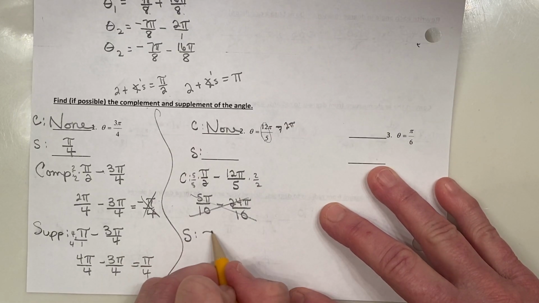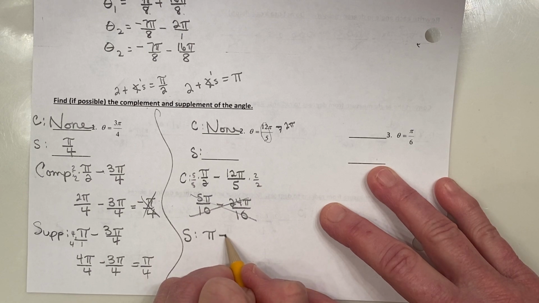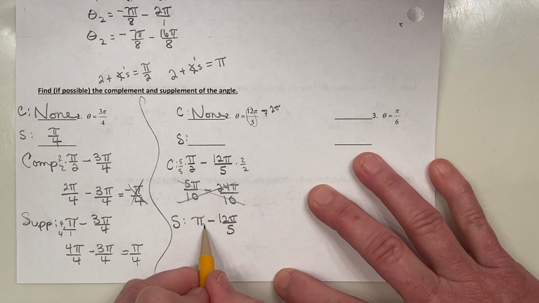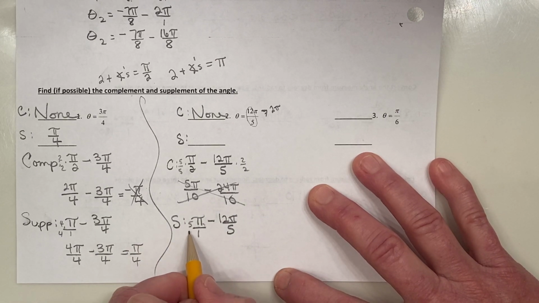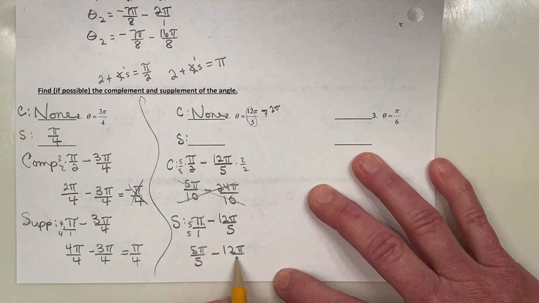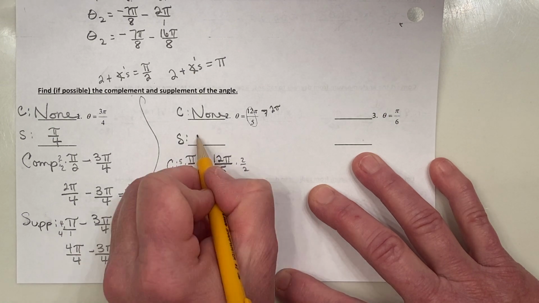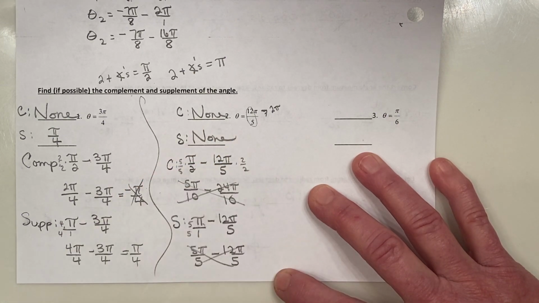Likewise, supplement is pi, 180 degrees, minus 12 pi over 5. The common denominator would be 5, so multiply by the clever form of 1, 5 over 5. We're going to get 5 pi over 5, which is pi, minus 12 pi over 5, but again, clearly that's negative, so none.